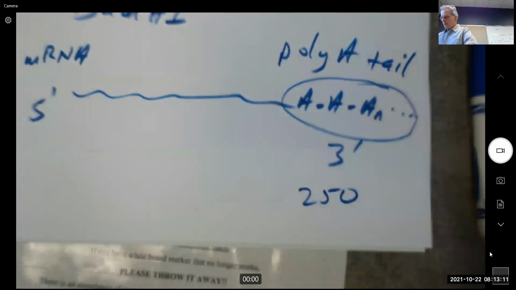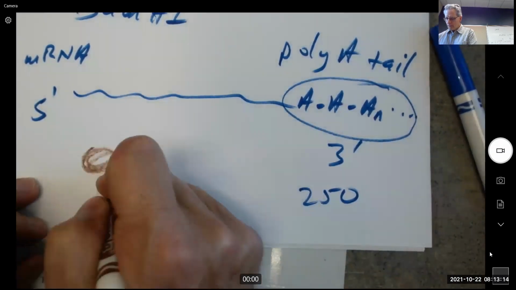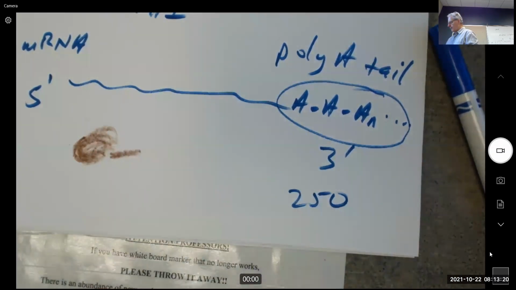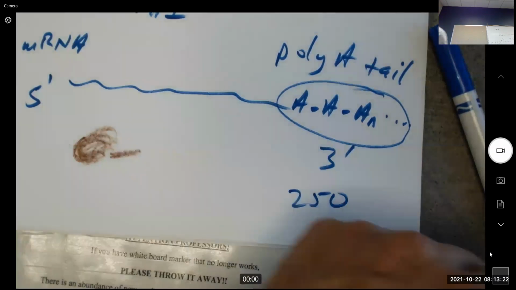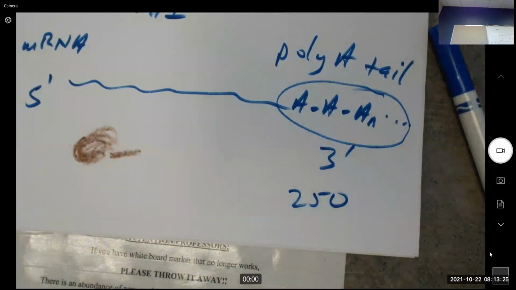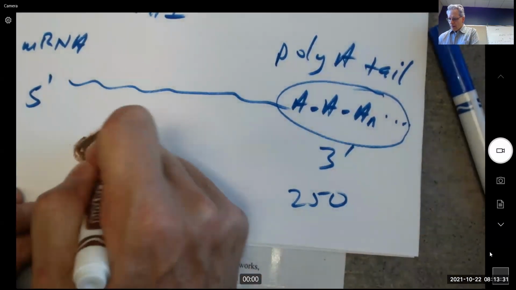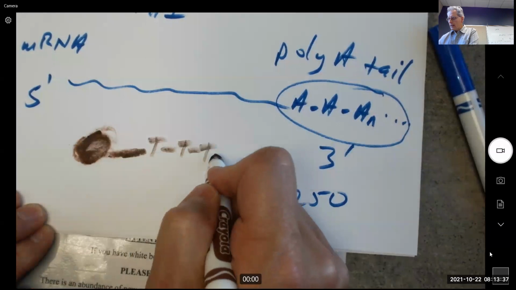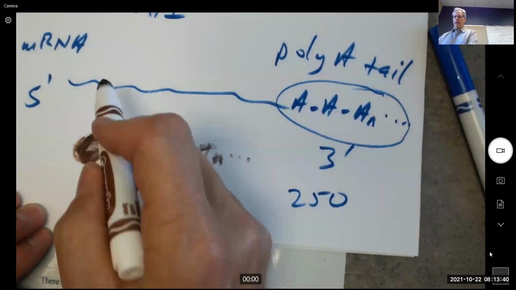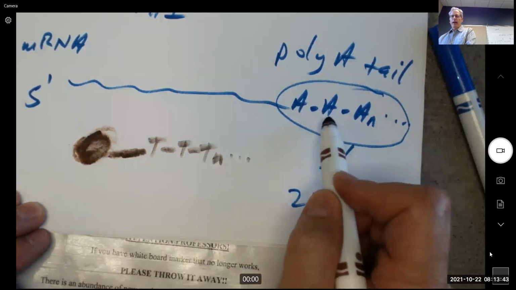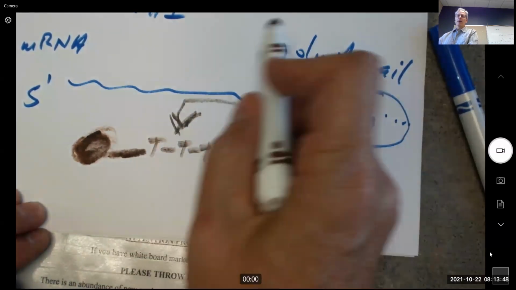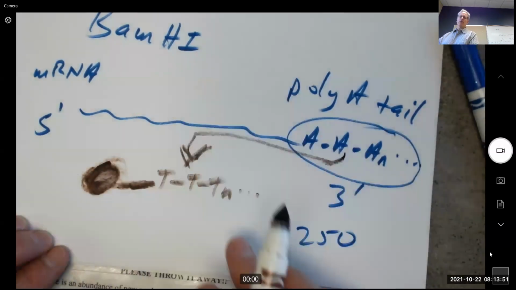You take a bead and you attach to that bead something with a bunch of T's linked to it. You incubate the RNA with these beads, and this will anneal to that. Because this anneals to that, you isolate messenger RNA.